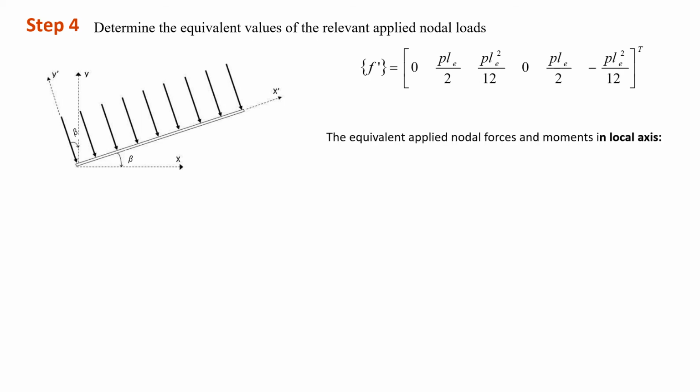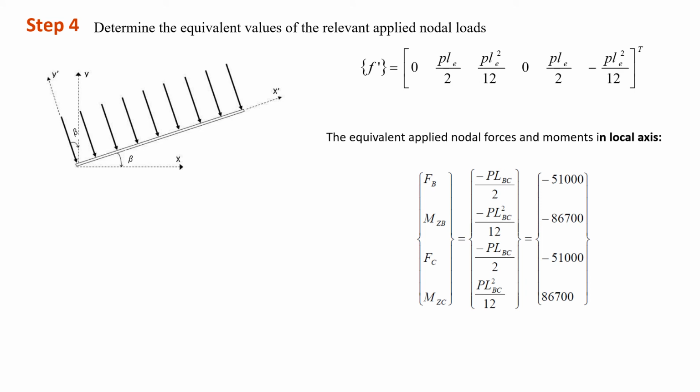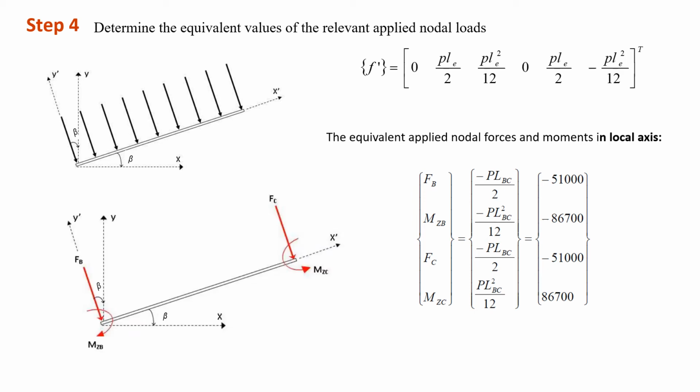Okay, therefore by using this equation, we can solve the force and moments at node B and node C, which is in the local direction. For example, FB here, so we have FB in these directions, in the local directions, as well as moment. And at point C, we also have FC and moment at point C.